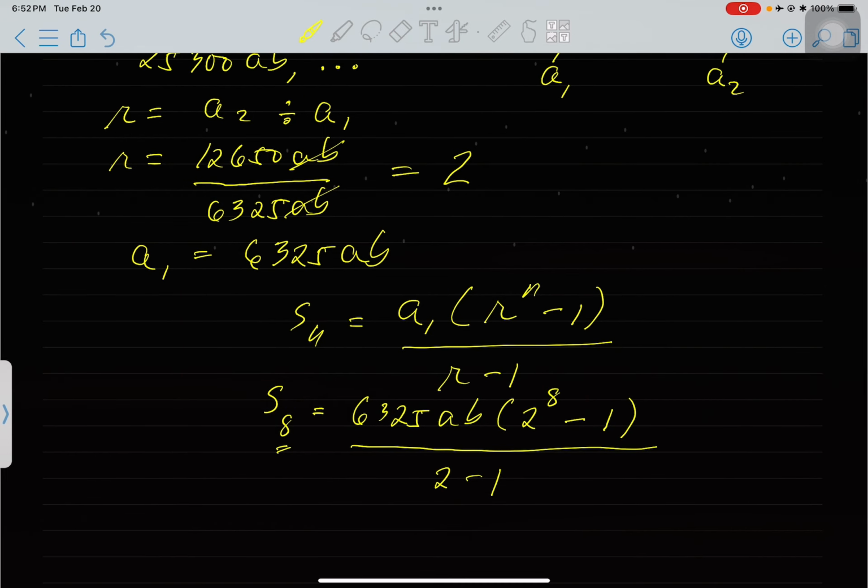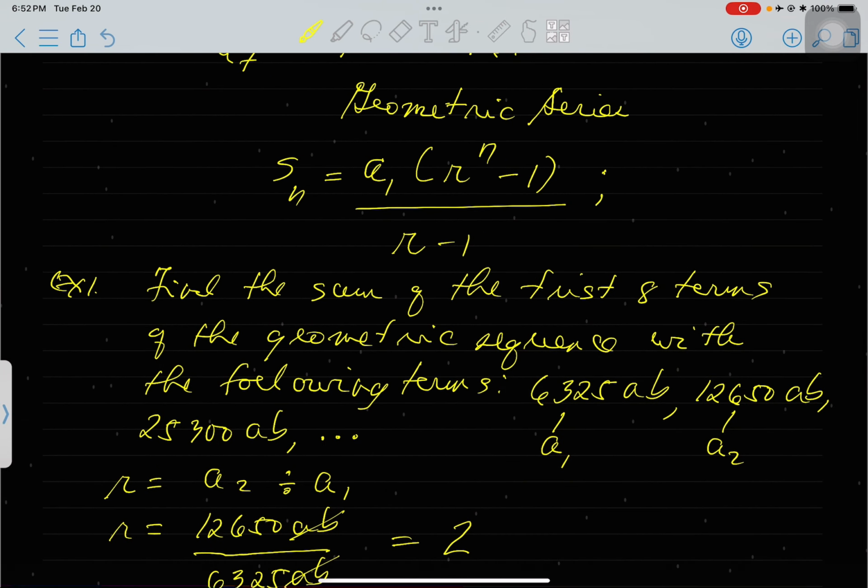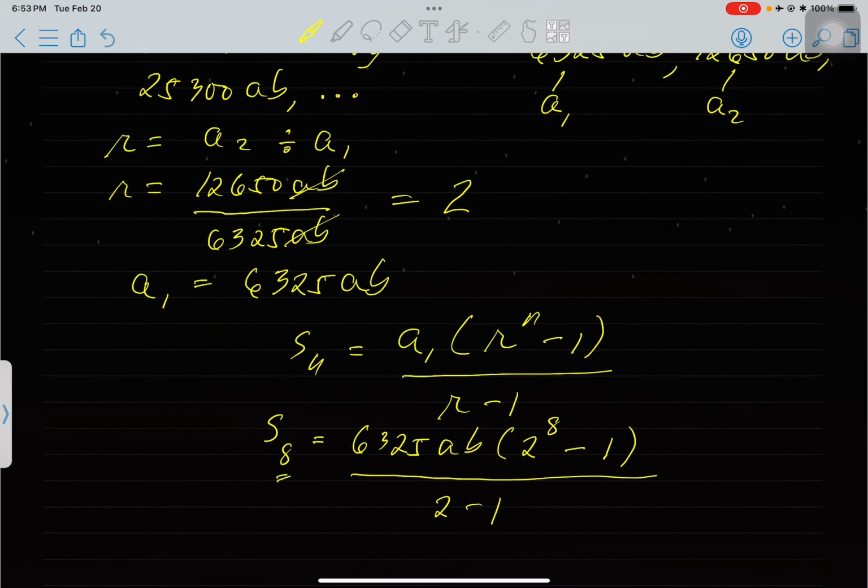Then we also have to remember that in using our finite geometric series, our constant ratio should not be equal to 1. Because if our constant ratio is equivalent to 1, then the value will be indeterminate. You have to remember that. Our constant ratio should not be equal to 1, because if it is equivalent to 1, then that will become undefined. Okay? So let us proceed.